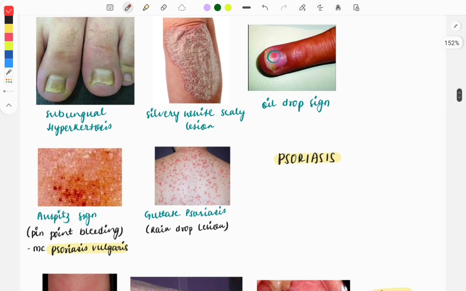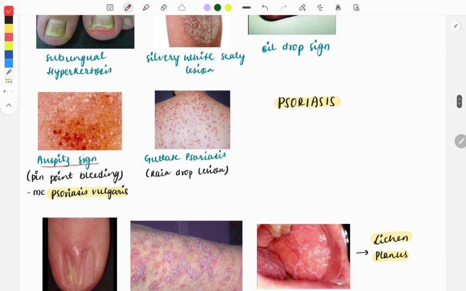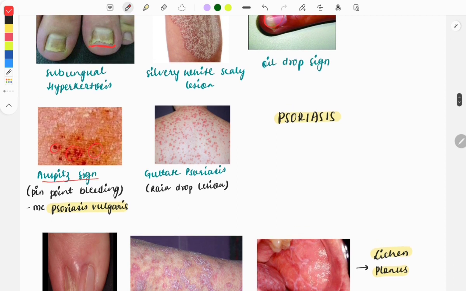The first image, as you can appreciate here, shows subungual hyperkeratosis. Under the nail there will be hyperkeratosis occurring. Then this silvery white scaly lesion, and then the oil drop sign seen on the nail. And this one is the Auspitz sign. As you can see here, there is pinpoint bleeding present when we pull off the scale. All these features are seen in psoriasis.